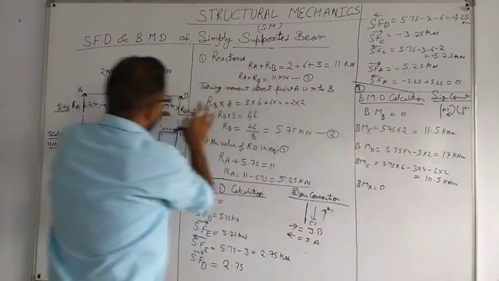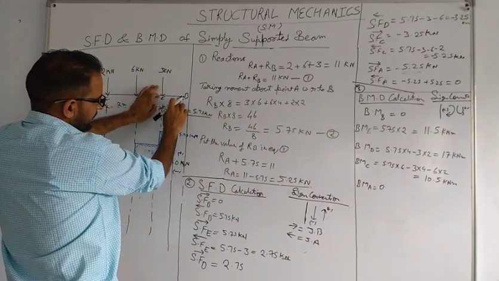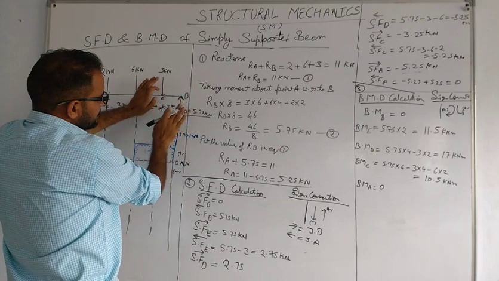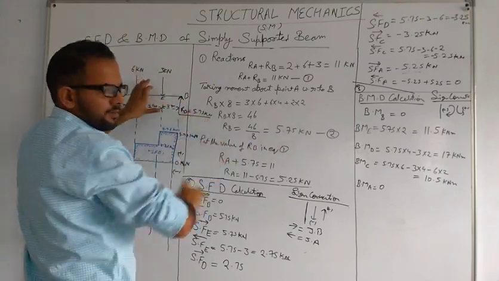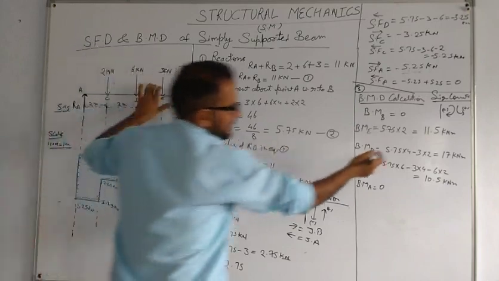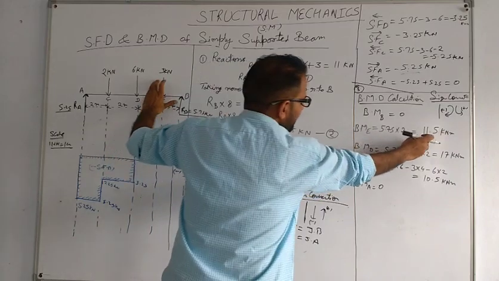5.75 and 2 meter. Now look at this B reaction. It is taking moment in the anti-clockwise direction, so we have taken this as positive. So bending moment at point E is 11.5.